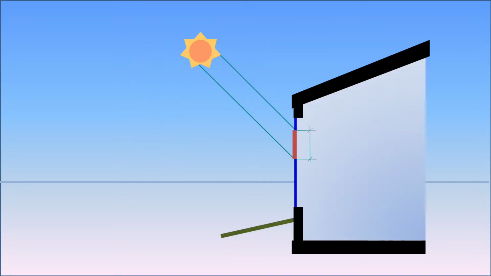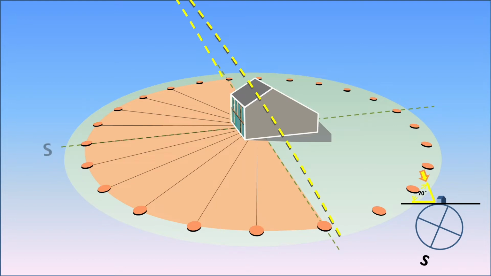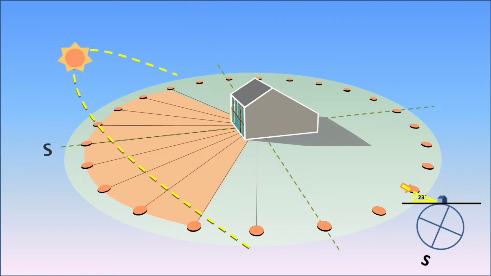So, when we are facing south, we are capturing the summer sun at its highest point in the sky, thus reducing the intensity of that gain and our overheating. It also reduces how far the sun penetrates into the building. In the winter, we will be capturing the sun when it is much lower in the sky at a higher intensity, increasing our solar gain just when we need it. It also increases how far the sun penetrates into the building. Facing due south is ideal. It maximizes winter gain and it minimizes summer gain.